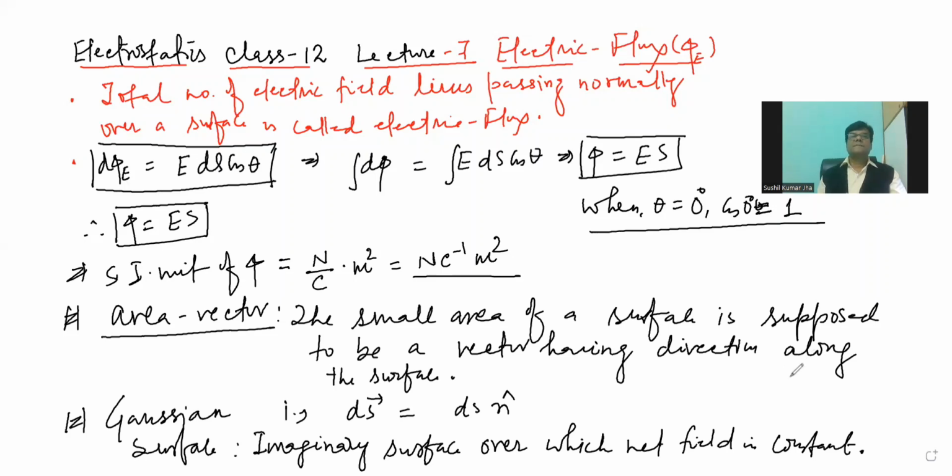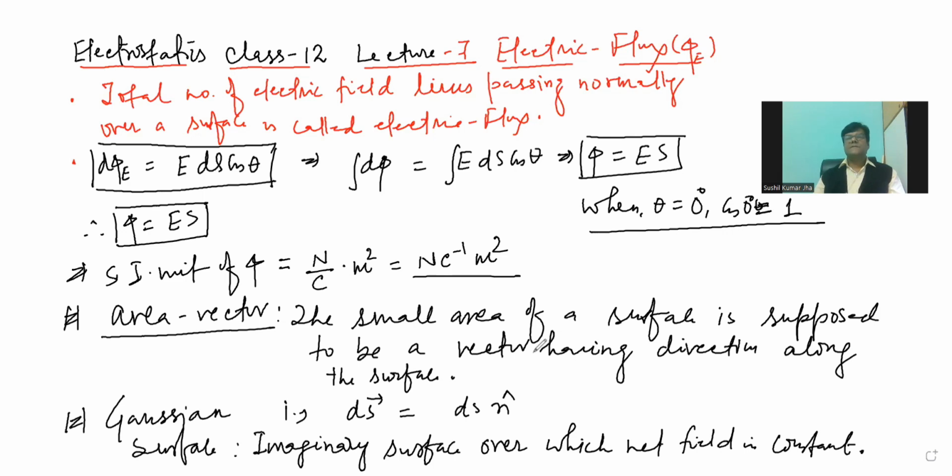So today, class 12th electrostatics, we are going to have the 7th lecture on this, which is a very important concept. And the concept is all about electric flux, area vector, and Gaussian surface.